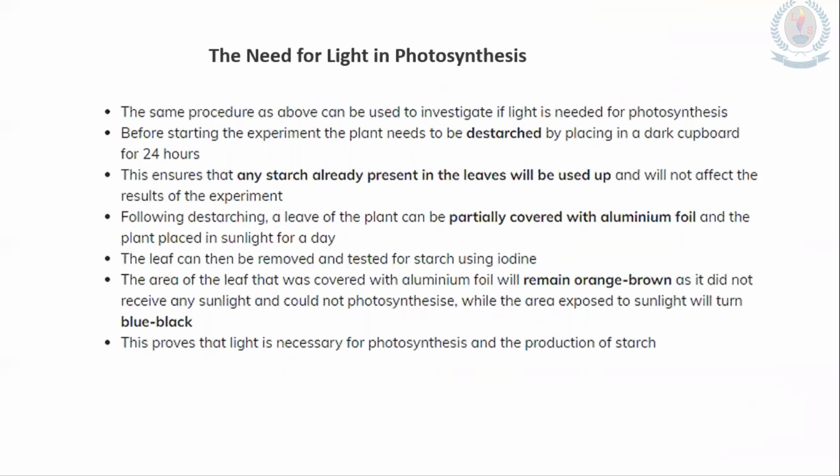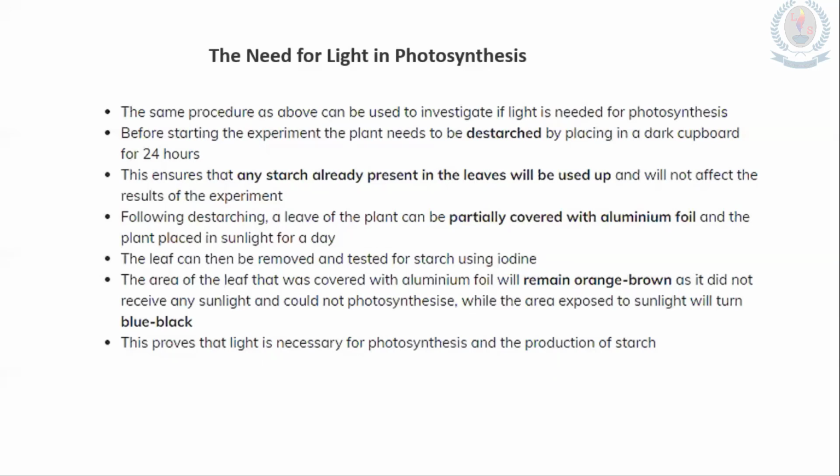What are the factors which are important for photosynthesis? Light intensity, the amount of carbon dioxide, water availability, and the temperature. All these factors are required for photosynthesis. The same procedure as above can be used to investigate if light is required for photosynthesis. Before starting this experiment, the plant needs to be destarched. Destarched means removal of the starch from the plant leaves.